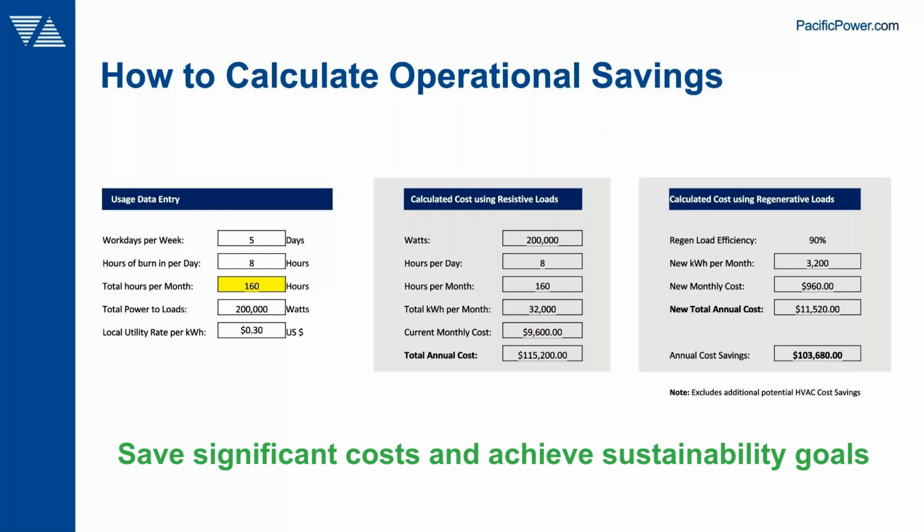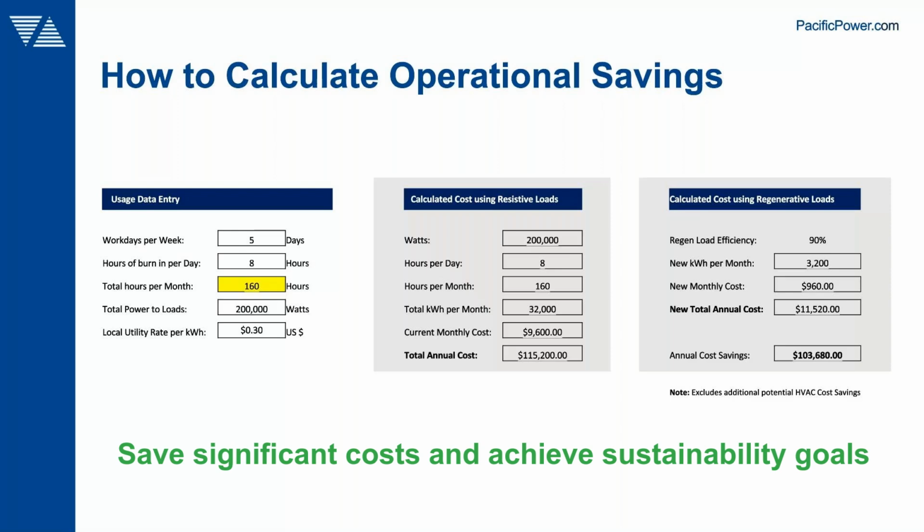So we have a little spreadsheet that we use to illustrate that here, where on the left you enter your typical usage information. So let's say you're doing some burn-in of a rack of products, and let's say you do that 5 working days a week in 8-hour shifts, or you can do 24-hour burn-in, obviously. But let's just say you do 8 hours, and so your total monthly hours is calculated there for you in yellow.